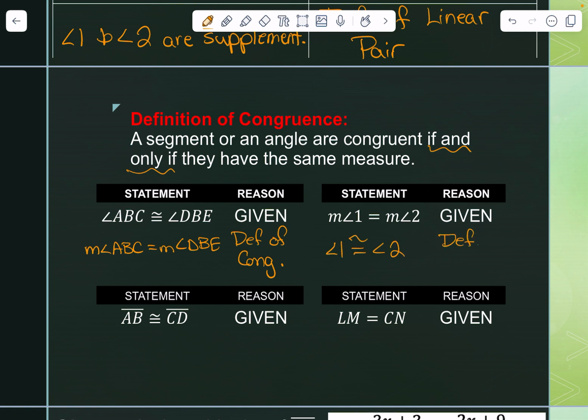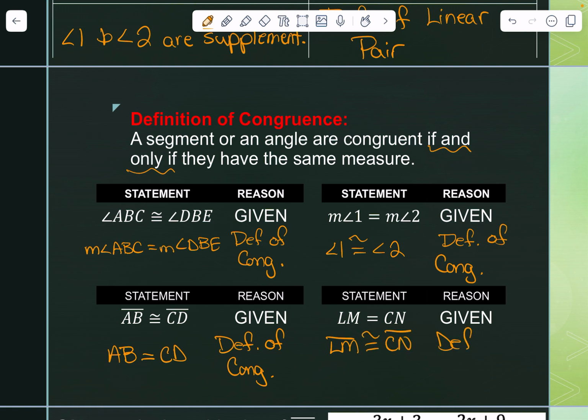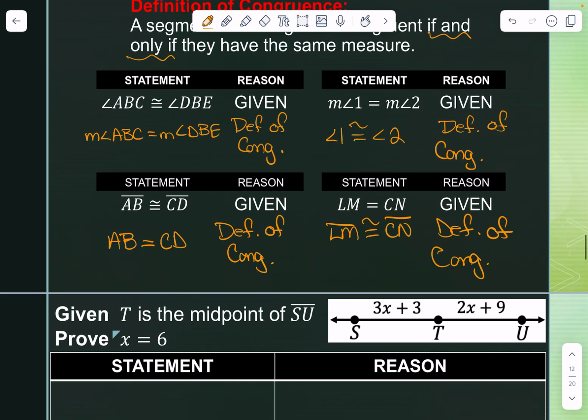If I know that the measure of angle 1 equals the measure of angle 2, then I also know angle 1 is congruent to angle 2, again, by the definition of congruence. So we use that going forwards and backwards. In statements, if I know AB with the line segment over it is congruent to CD with the line segment over it, then I also know their measurements, AB is equal to CD. Again, definition of congruence. Likewise, if I know they're equal, then I know that the segments themselves are congruent.